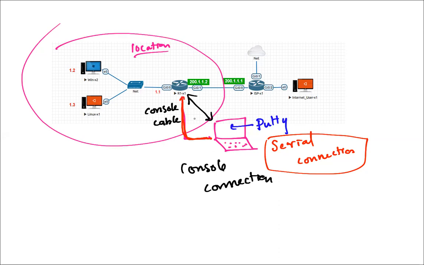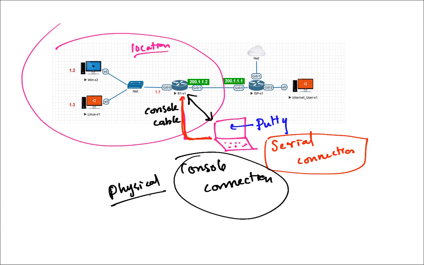Okay, so now this is a physical connection. Console connections are always called physical connections. Why? Because physically we have to be near the router. So now, assume that this is our admin. This guy is our admin.